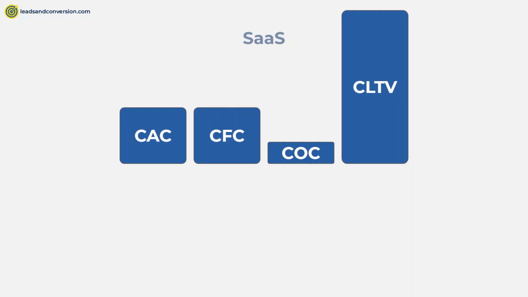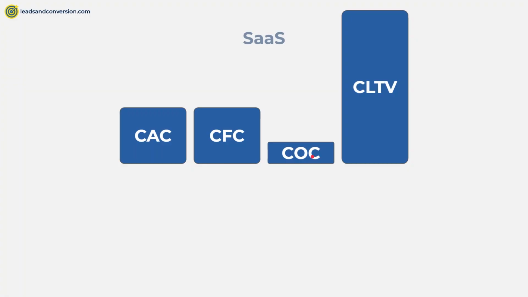Now, another type of really popular business is SaaS, software as a service. And here you see you have the customer acquisition cost, which is quite high, the customer fulfillment cost, which is quite high, and we'll see in a moment why, and then you have a small operational cost, and the customer lifetime value is what it is.